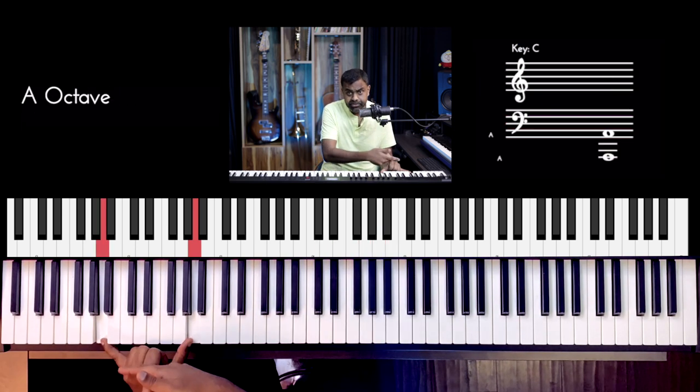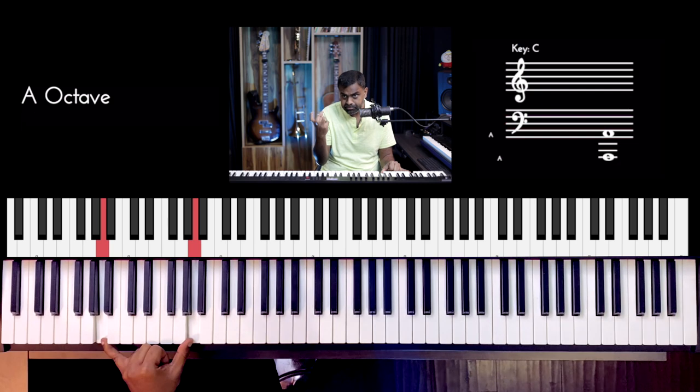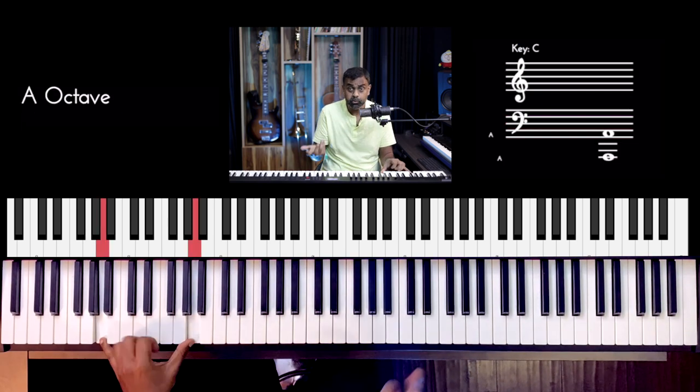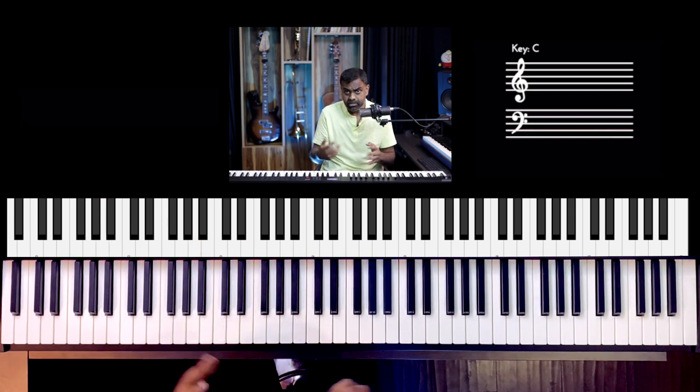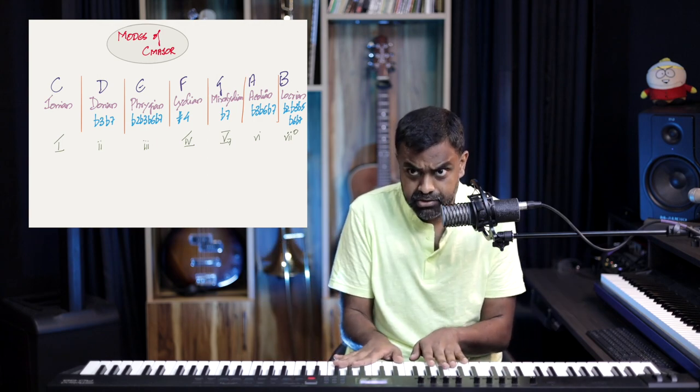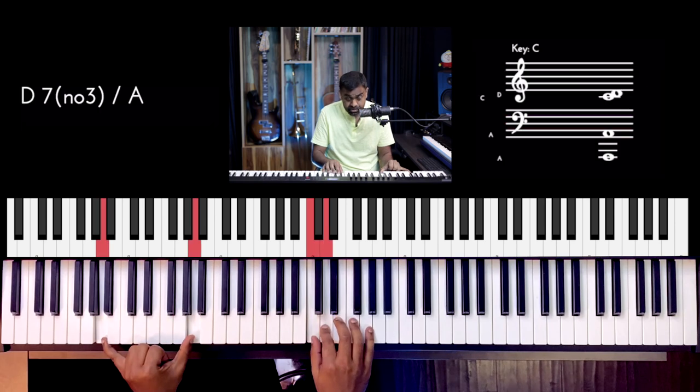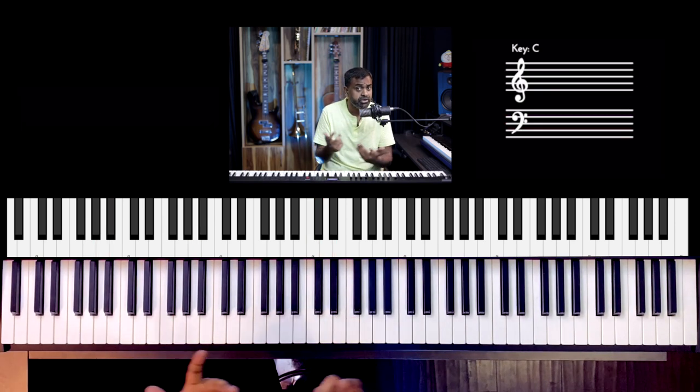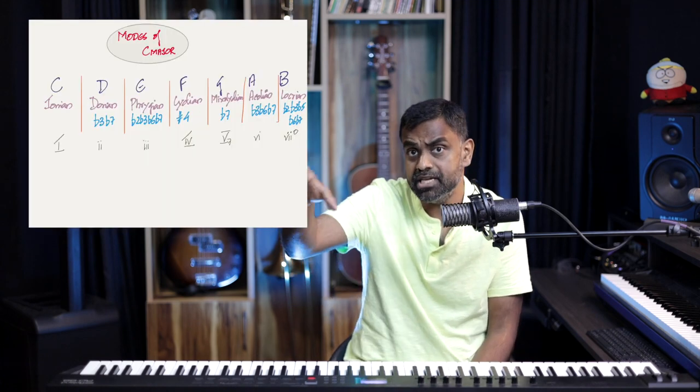So A has a different vision for the company. A has a different perspective. And that's what I call a mode concept, or a relative mode idea. Relative mode idea means you take the same set of notes. So the notes will be the same. It's all the white notes. But new leader, and what does a new leader mean? New key. New key has also kind of changed the scale. And we don't call it a change of scale. We just say we are in a mode of C major.